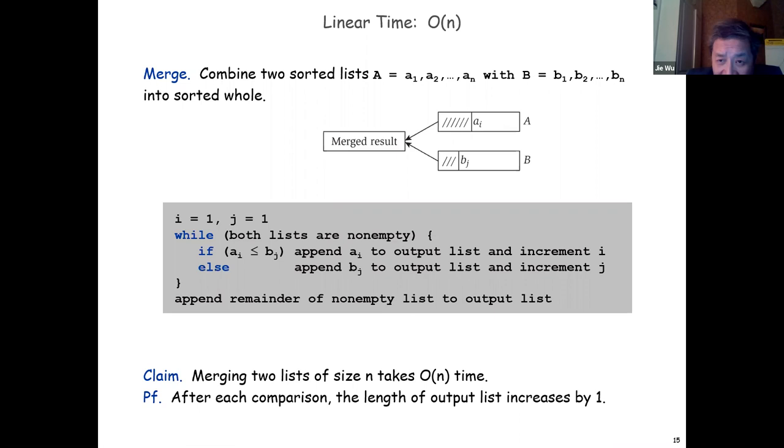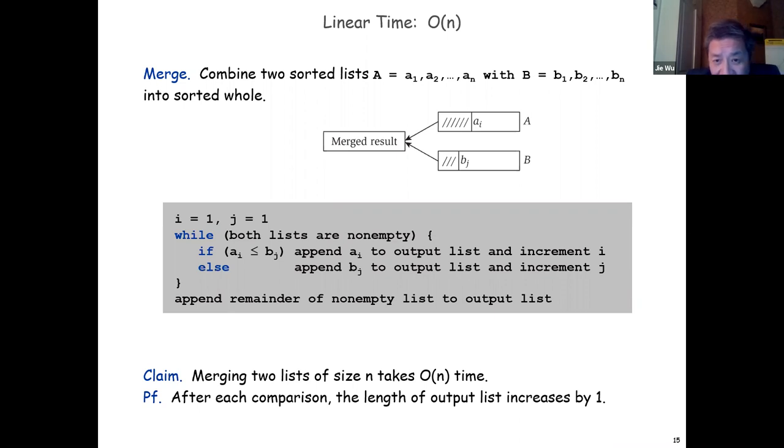Now, how do you combine A and B into one list? It's a sorted list, meaning the top student is first and the student with the lowest GPA is last. You can sort again, but sorting takes n log n. You don't need to do that because these two sublists are already sorted.